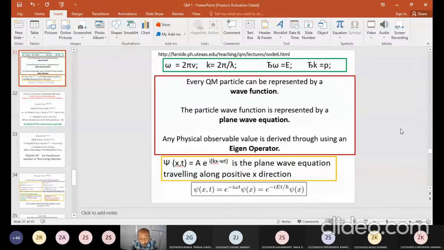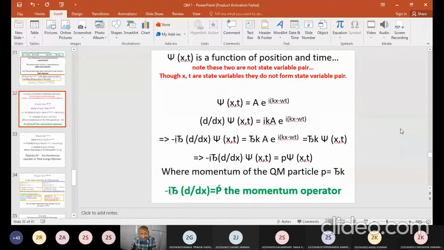What about the negative x direction expression? Minus x in place of x. Minus k. That's it. Some of you remember that. That's good. All of you can answer that question. So that is a minus x replaced with x. That will give you the plane wave equation traveling along the negative x direction.